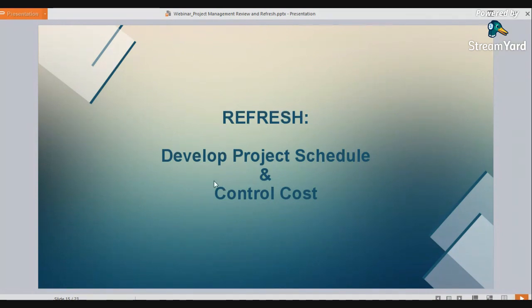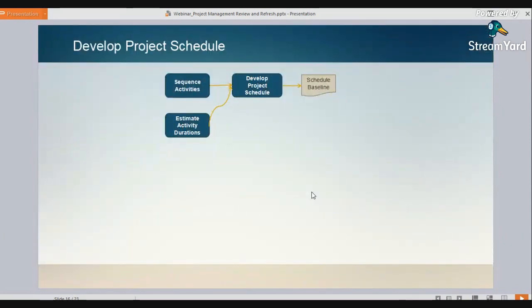Let's give a little refresher on project scheduling and cost control. From what we were doing before, through our PMBOK methodology, we're talking about sequencing activities and activity durations feeding to a project schedule to develop a project schedule, which becomes our schedule baseline. Baseline, the word literally means what is known and approved for the project at this point in time. Okay?